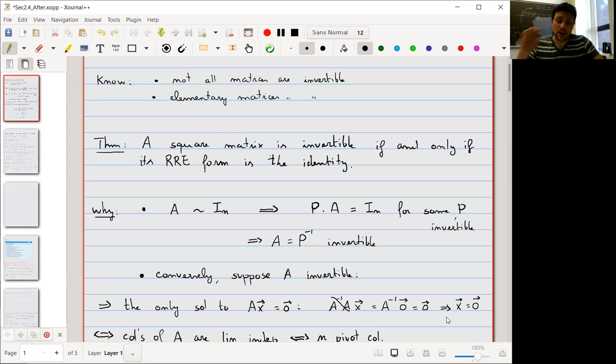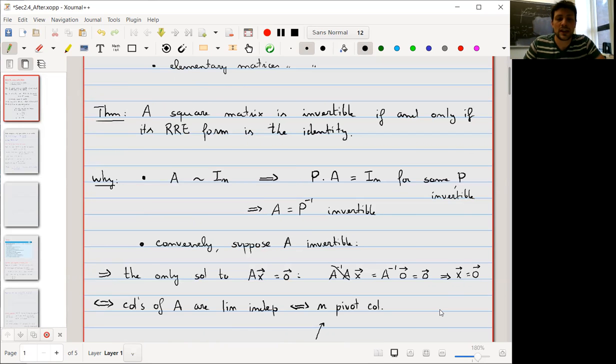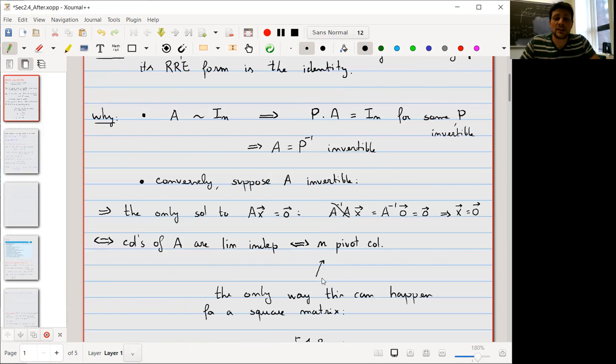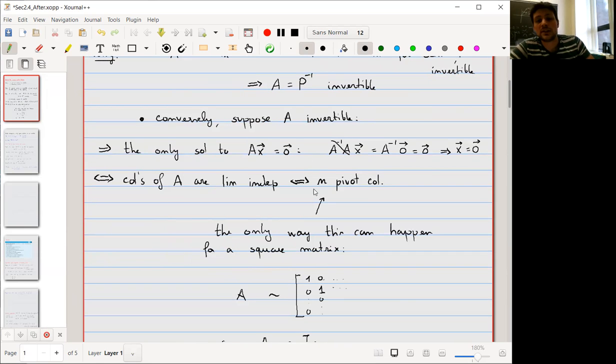This, by a previous result we saw in class, is equivalent to saying that the columns of A are linearly independent. But if A has linearly independent columns, then its rank is equal to n, and the number of pivots it has is equal to n. However, since A is a square matrix, the only way that you can have n pivots in A is that every column is a standard vector, one of the following ones, and so on.